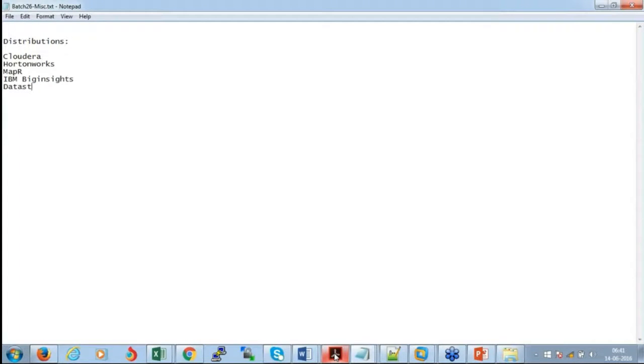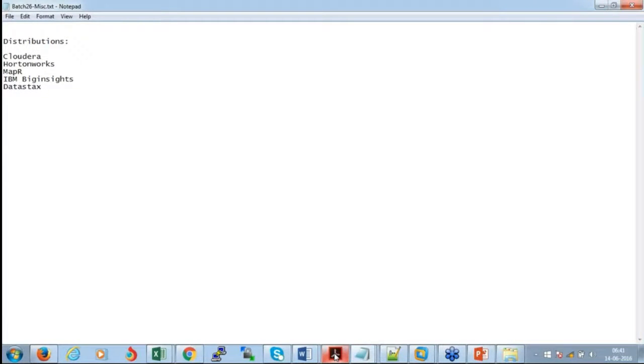So there are many more, but these were the popular distributions of Hadoop available in the current day market, right? So you can ask me, hey, which distribution should I learn? Should I learn everything? This is the most common question people ask me.